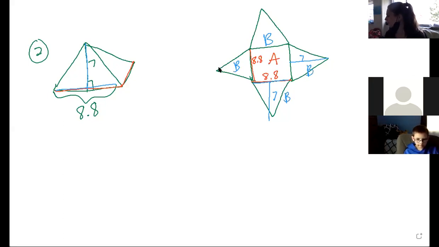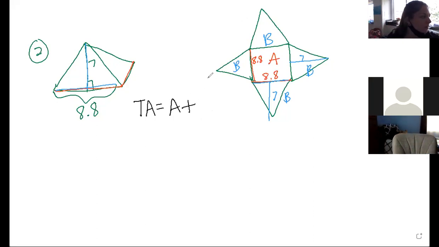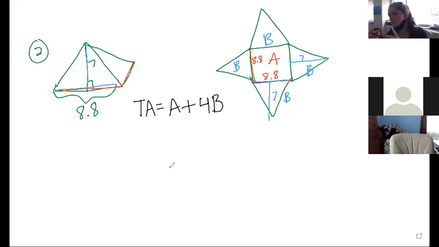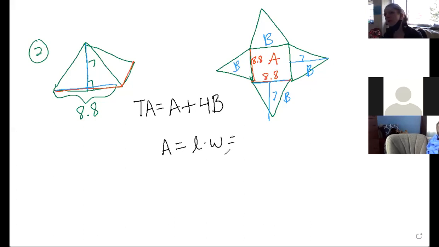So give me a formula for the total area of this shape. Total area is what? 1 of the A's plus 4 of the B's. Good job. So 1 of the squares and 4 of the triangles. Now, when I'm calculating the area of that square, I need the length times width formula, right? What's the length? What's the width? 8.8 times 8.8.